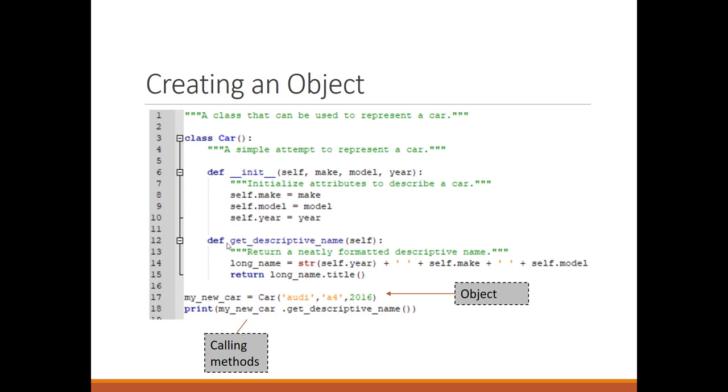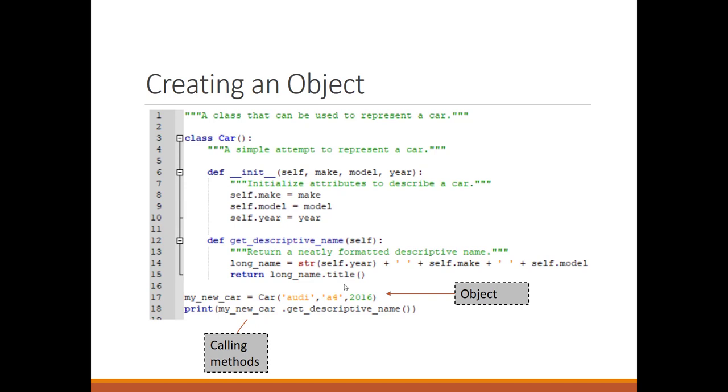Now we have more methods here. It's get descriptive name, so the only argument that we have is self. And then we have a message or the long name that converts the year to a string. So self.year is the year of the model, and then we convert it to a string, and then we concatenate it with the make, the company that made the car, and concatenate this with self.model. So all of them are going to be converted to a string, and then we are returning the string with the title function applied. That means the first letter is capitalized.